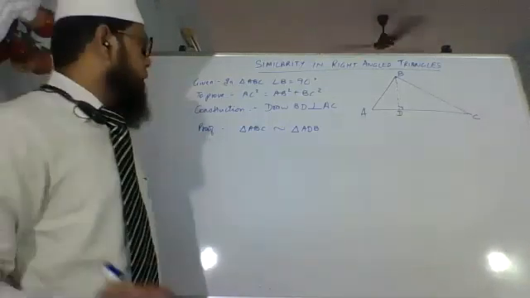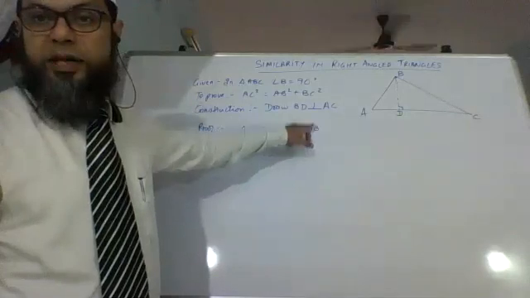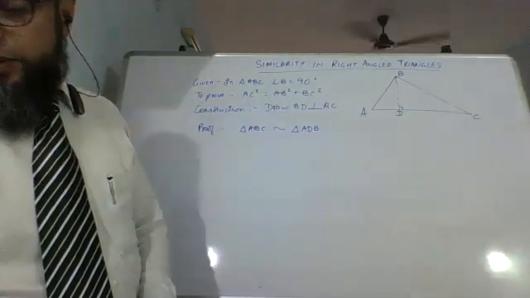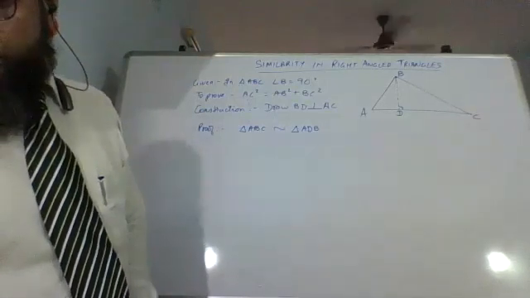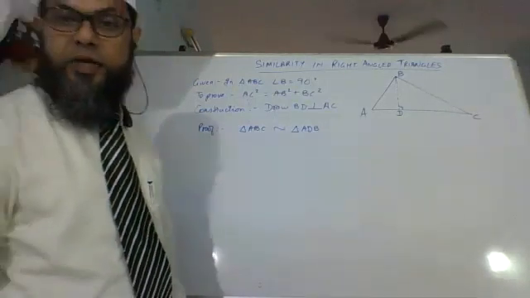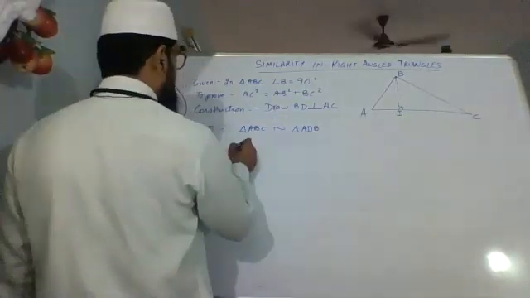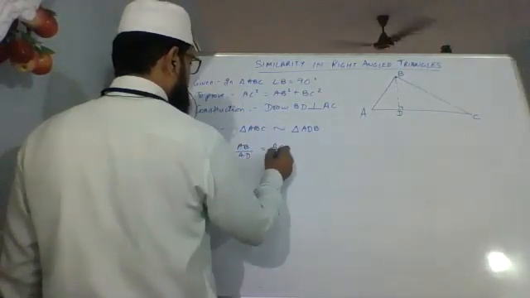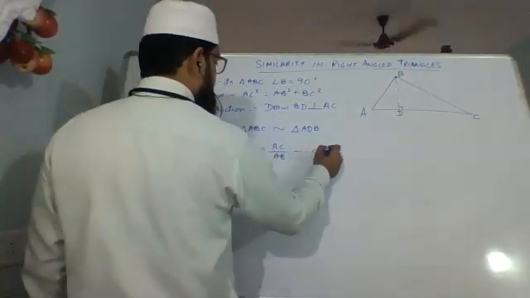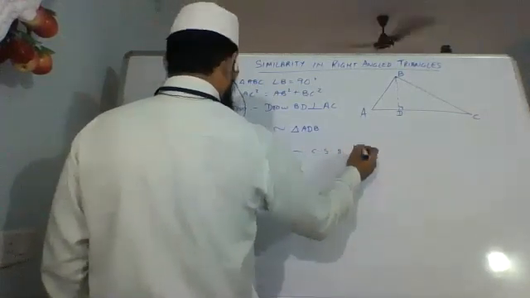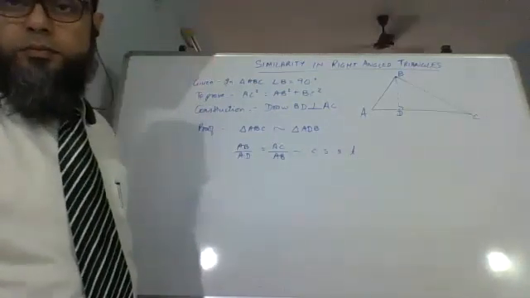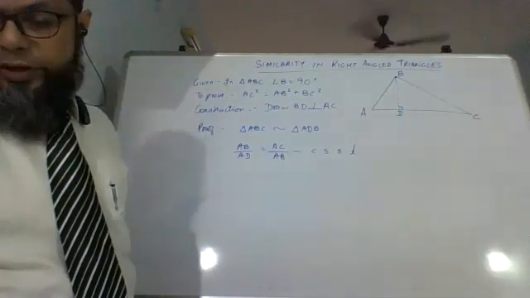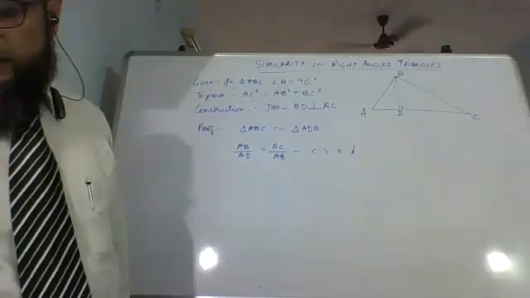Okay. So these two triangles are similar. We had proven this just now. So the moment we have proven that the triangles are similar, then I can say AB upon AD equals AC upon AB. Corresponding sides of similar triangles.